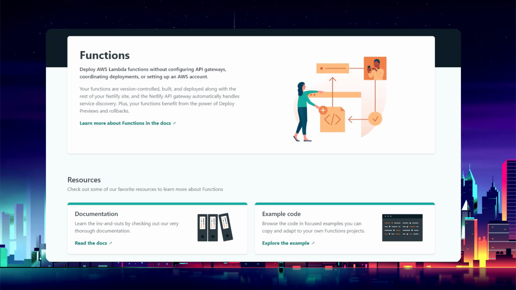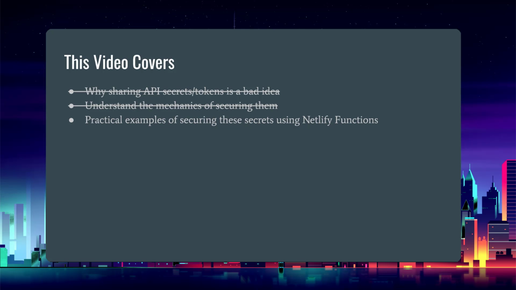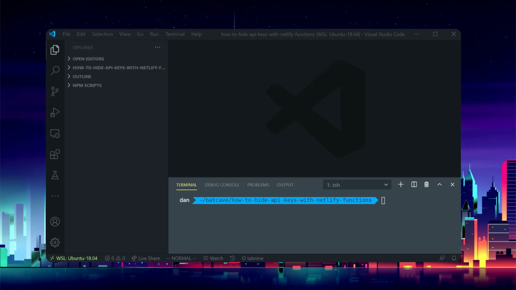And this is why I think it's such a great tool to learn how to use if you're just focused on front-end development. It opens up a whole world of functionality that would normally require a backend without needing a backend. So now that we understand the mechanics of securing API secrets and tokens, let's look at some practical examples of how we secure them using Netlify Functions.